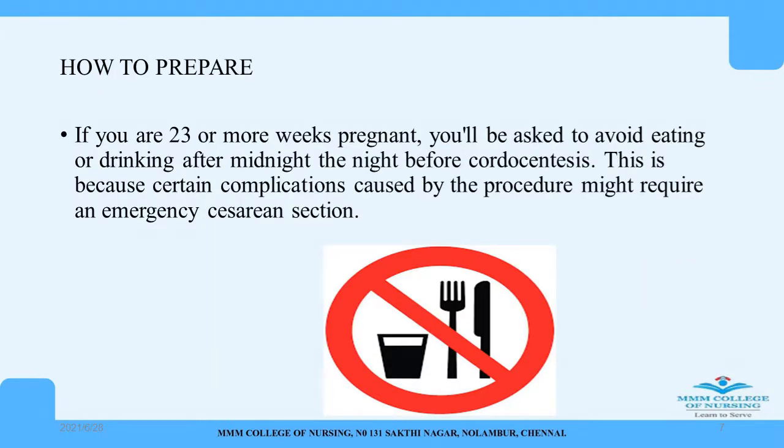Next, we can see how to prepare the patient for cordocentesis. If you are 23 or more weeks pregnant, you will be asked to avoid eating or drinking after midnight the night before cordocentesis. This is because certain complications caused by the procedure might require an emergency cesarean section. So from the previous day's midnight, the mother should be kept nil per oral to avoid any complication.